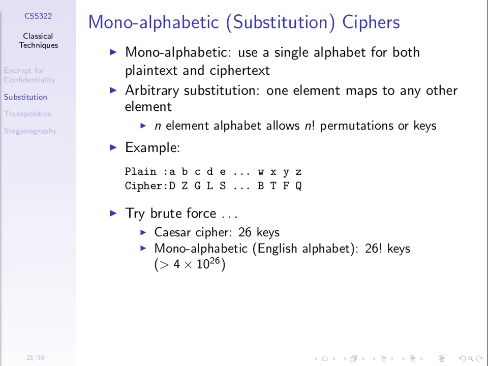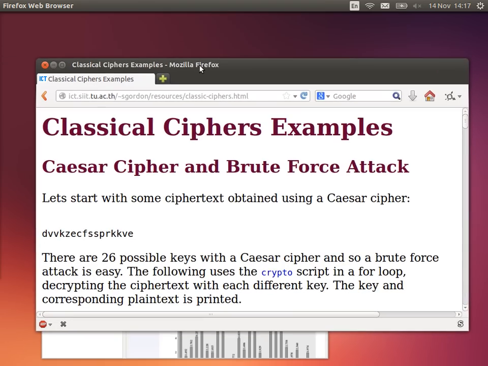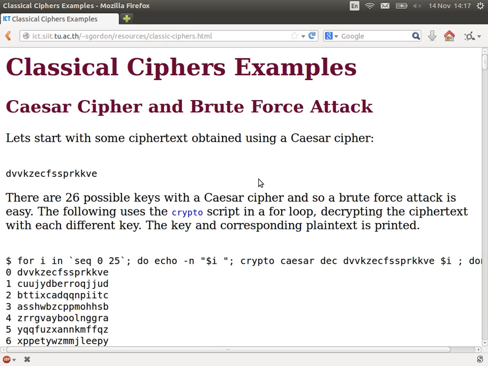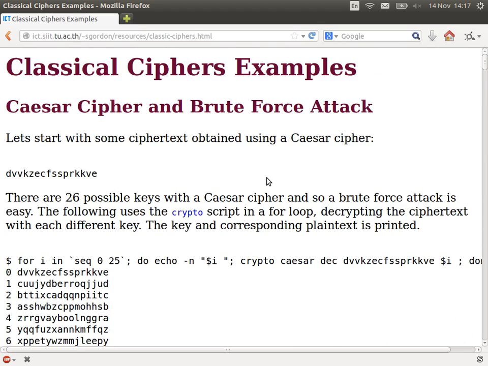And I think there's a link on the website, but if not, I'll point it to you later. If you don't see why that's the case, I've got some examples on this website, I'll point you to it later, about Caesar cipher and brute force.